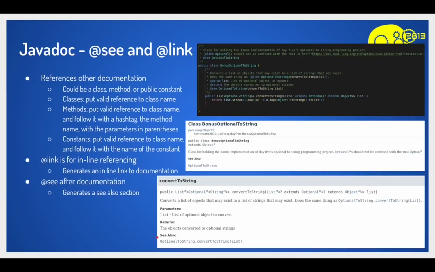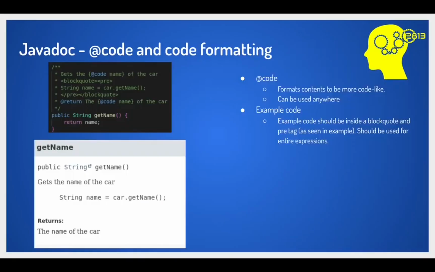@code is a way to format the content to be more code-like. For example, if you see here, this is normal text, and then it becomes name, more like code, and then it goes back to normal text, because you have @code and then name. And for any example code, you want to use your blockquote and your pre tags to make it stand out like this.